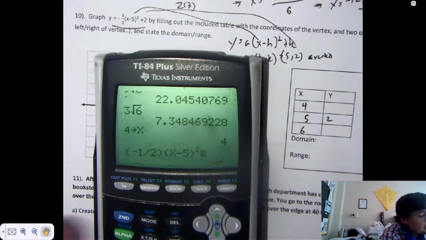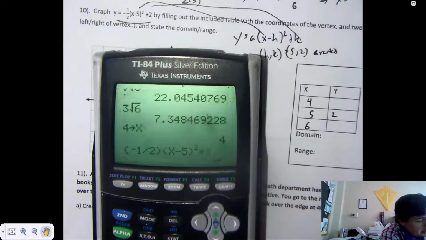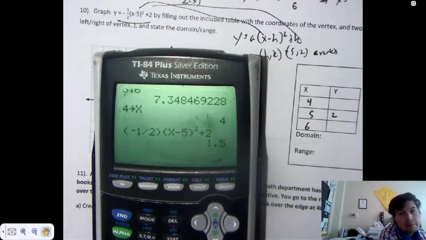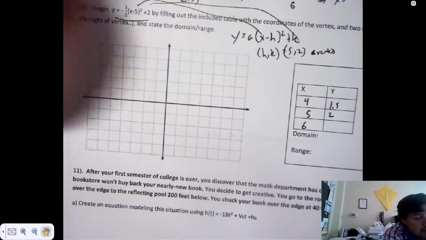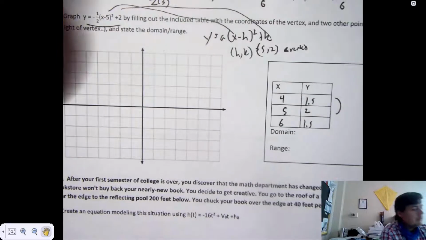And I'm just typing the equation in. Anyways, should get 1.5. That's what we got when I did it by hand. So 1.5. And the deal is these points match. If that one's 1.5, so is the other one.